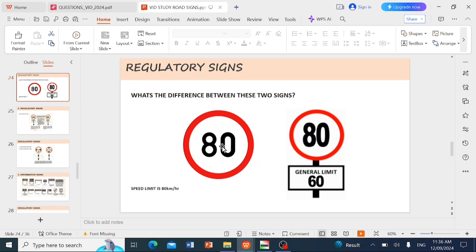Now let's say that you're traveling on the road, right? Here I'm going back to regulatory signs because I want you to understand that sign from the context of this sign. Okay, now let's say you're traveling on the road, right, and you come across the sign 80 kilometers per hour. So don't mind the sign, I've already explained that.